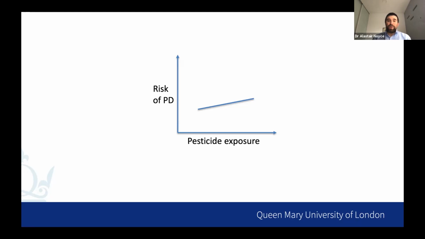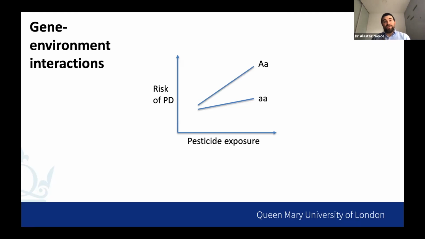So what are the other determinants of that relationship? Well, gene-environment interactions are likely to be very important. If you carry certain genetic variants and you are exposed to pesticides, maybe you've got a modest increased risk of Parkinson's disease. But if you carry different genetic variants and are exposed to pesticides, then your risk could double or triple as a result of that. So these gene-environment interactions, gene-gene interactions, environment-environment interactions are likely to be very important at the individual level for developing Parkinson's.